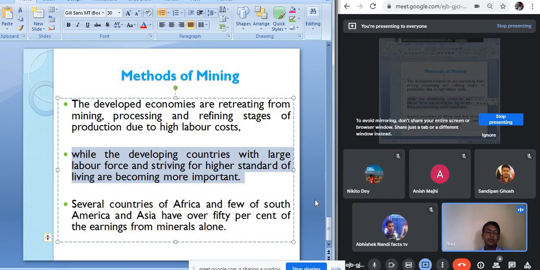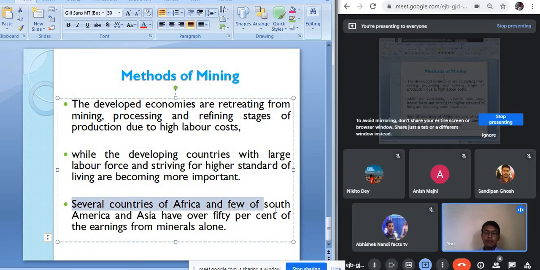Different types of minerals are being extracted from our country, and we use them for our domestic consumption, as well as sell them to other countries, and by selling them we earn some money which helps in the economic development of our nation. So you will find that mostly the underdeveloped and the developing countries are more engaged in this kind of mining activity.